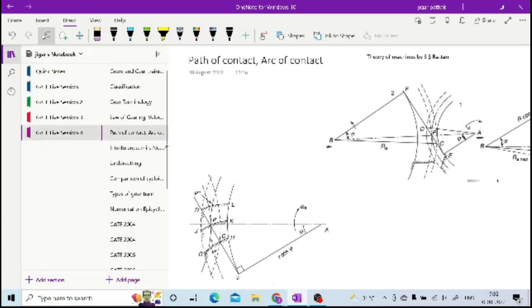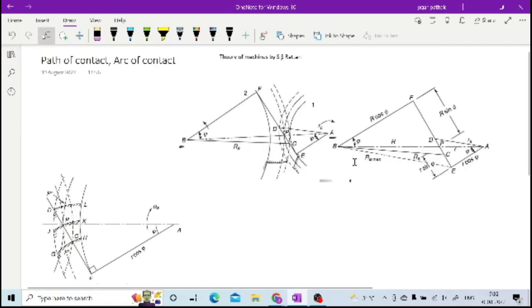What is the distance over which it slides? That will be more clear when you have an idea about the path of contact. So whatever we are going to see now will be more visualized for you, how this velocity of sliding arises and what it is for. First you have to have an idea of how two teeth pass when they are mating with each other. That will be more visible in the path of contact. Okay, so let us see the path of contact.